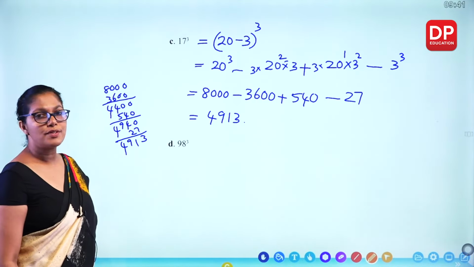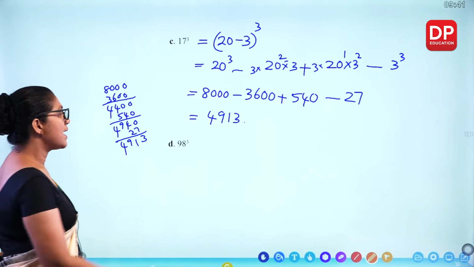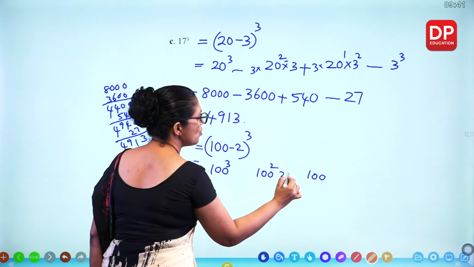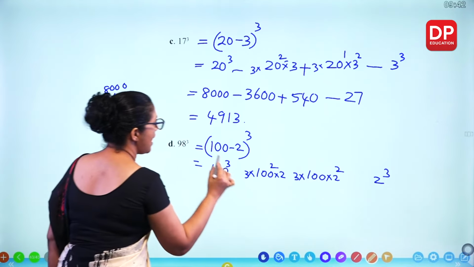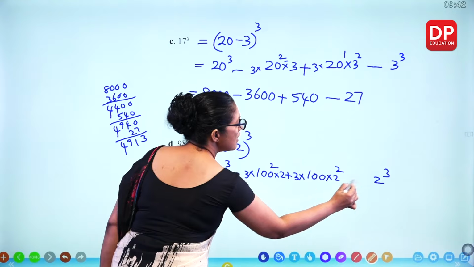Now use this one. 98. How can I write 98? 100 minus 2. Use the expansion. 100 cube, 100 squared, 100. Second term or last term starting with 2, 2 squared, 2 to the power 3. And then the middle terms you need to multiply by 3. And this is negative. First term positive, negative, positive, negative.